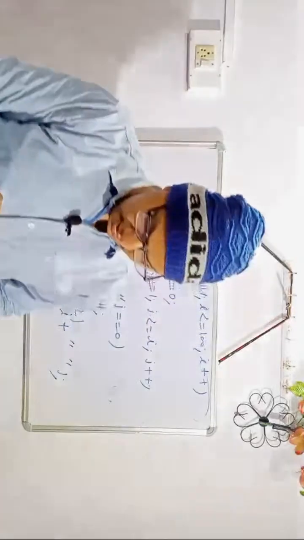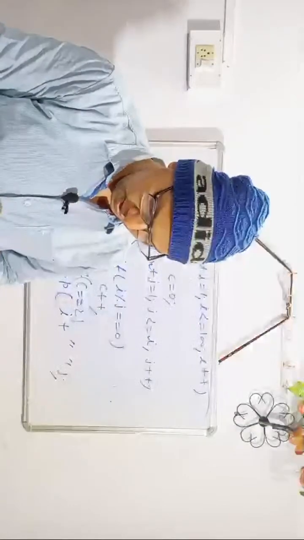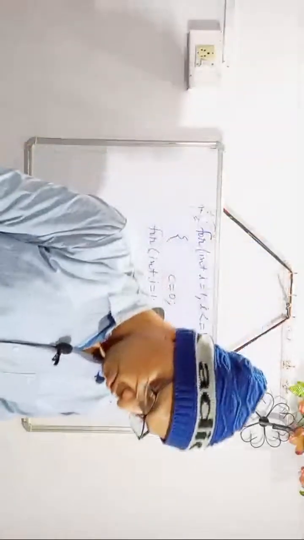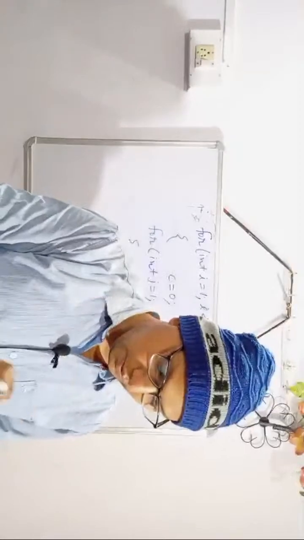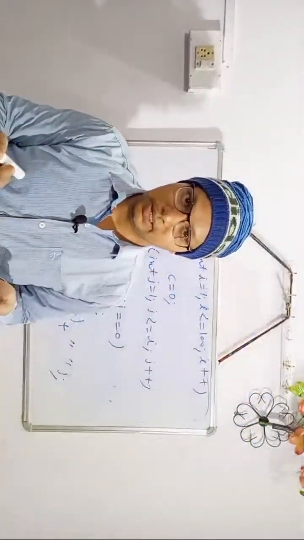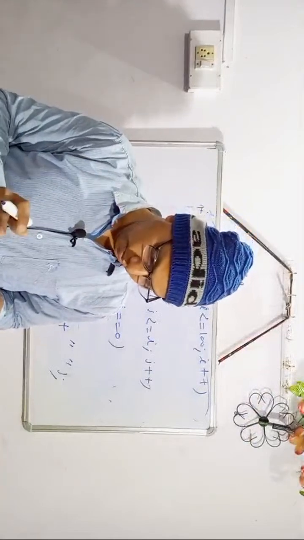Someone is asking about unique number. Unique number is not up to your syllabus, but let me tell you what it is. A unique number is a number in which every digit is different. Each digit is a different digit, and no digit is repeated.